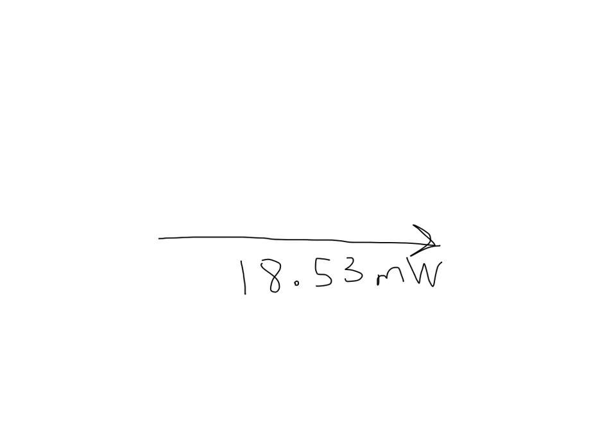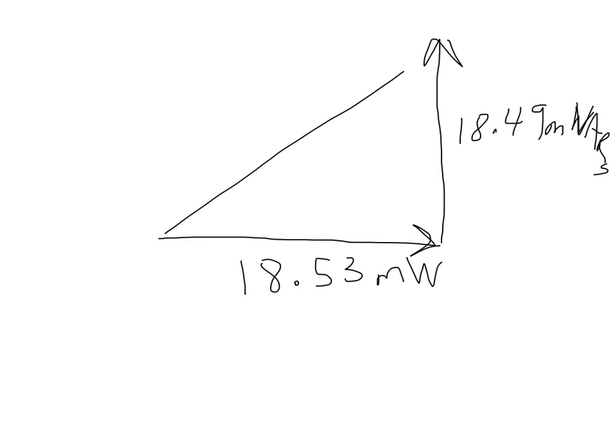So what I'll do is I'll draw my power triangle with watts being on the X horizontal, and we calculated this to be 18.53 milliwatts. The vars is the Y vertical, and this we calculated to be 18.49 millivars. Then the hypotenuse is the volt amps, which we calculated to be 26.18 millivolt amps. And the last thing we need to talk about is power factor.